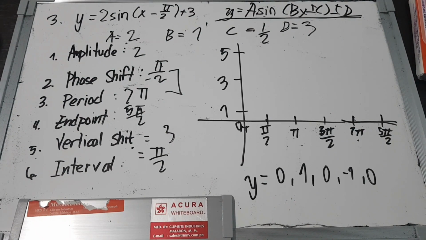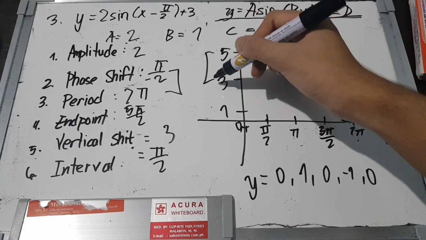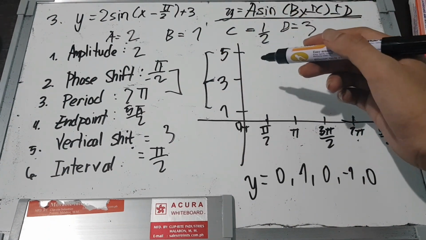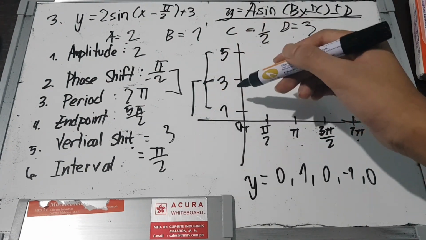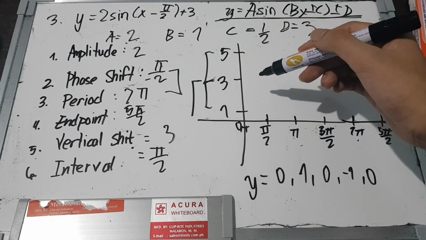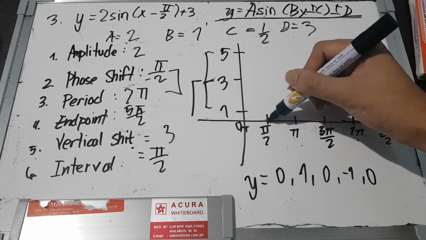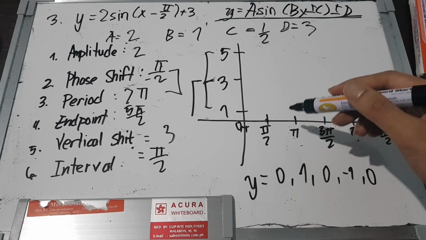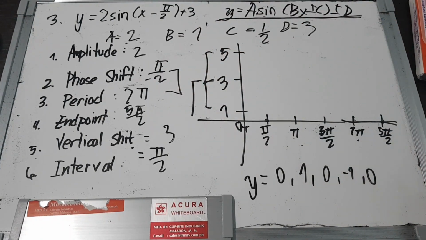Now it's time to plot the points and graph. Since our amplitude is 2, this means the height of our graph would be 2 units. Our vertical shift is 3, that means there would be 3 units of vertical displacement in our graph. Our phase shift is pi over 2, that means our graph would start here, and it would end in 5 pi over 2, which would be here.